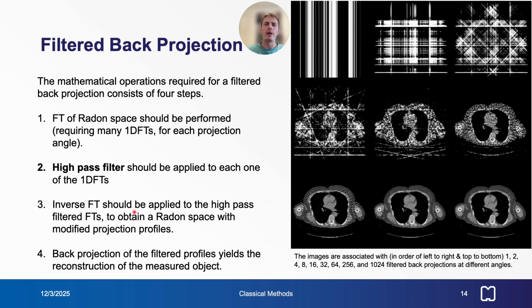So what we obtain is our Radon space, or our sinogram, but with modified projection profiles. And now if we apply the back projection to those modified profiles, we obtain a better reconstruction of the object being imaged. As you can see in the example, the more projections are used, the better the image becomes.